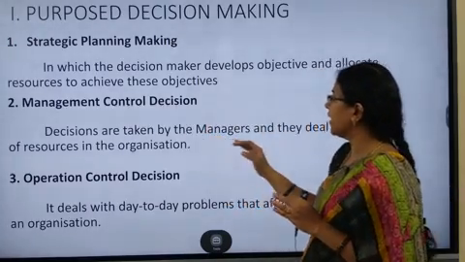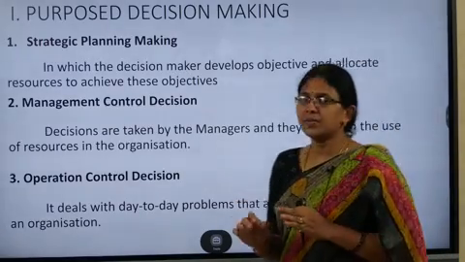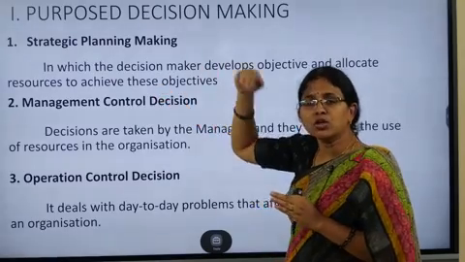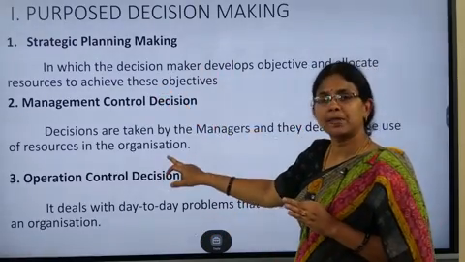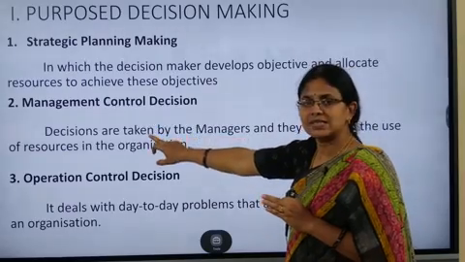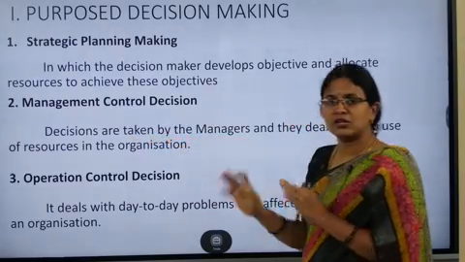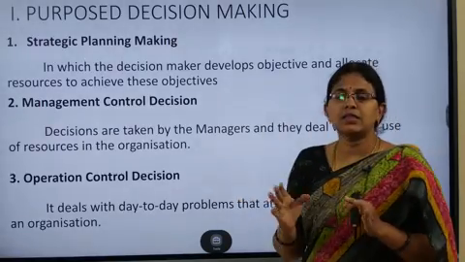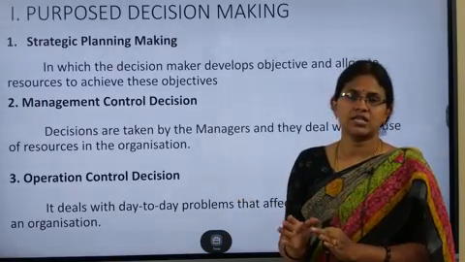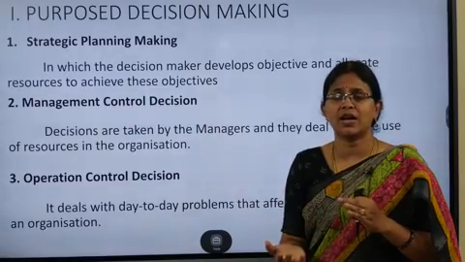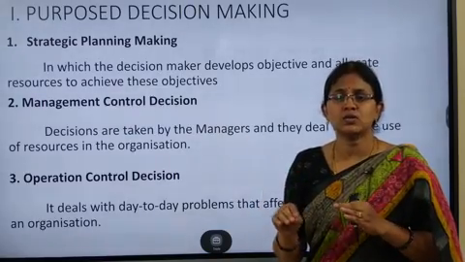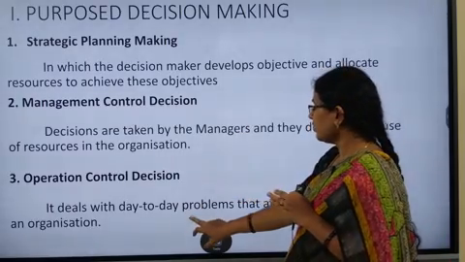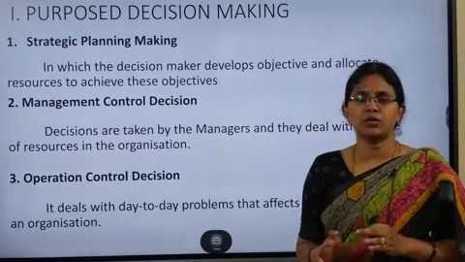And the second one, management control decisions. It means that here allocation of resources is done, and how to use those resources is decided by management people. So that is the second category. Here the decisions are taken by the managers and they deal with the use of resources in the organization. It means what resources are available and how to utilize them is completely taken care of by the managers.